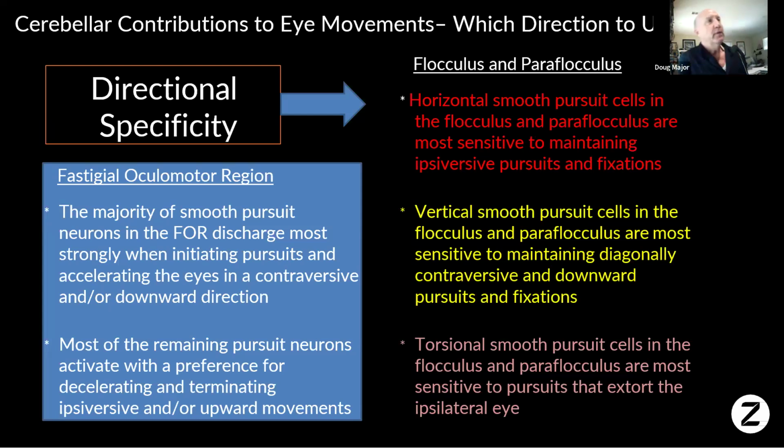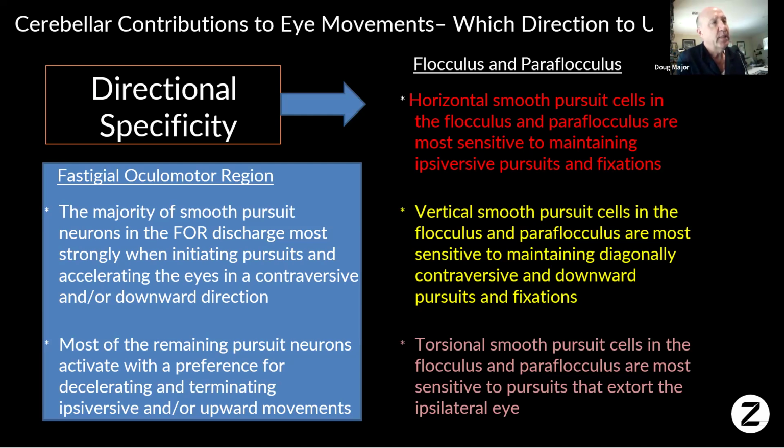The other issue is that we need to realize that there's a directionality-specific component to this, that the right and the left make this difference, and they push to one direction and not the other. The different directions of where to fixate as well as where to pursue. Again, they're most sensitive to the diagonal and downward pursuits. And torsional smooth pursuit cells in the flocculus are most sensitive to pursuits toward the ipsilateral side. So there are some actual pathways that we really haven't exploited in the flocculus.